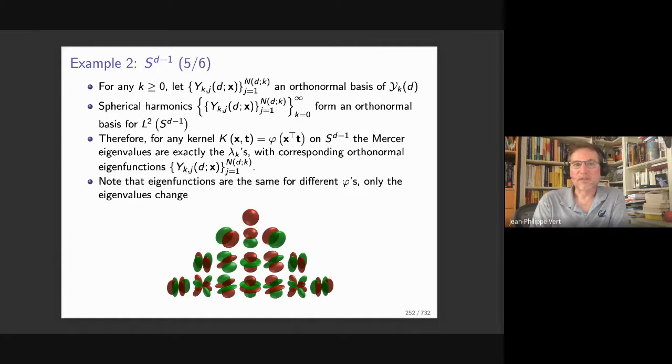All right, so to sum up, the spherical harmonics form a basis of L2, and they form exactly a basis of eigenfunctions of LK for any kernel K that is a function phi of X transpose T on the sphere. And as I just said, the eigenfunctions do not depend on phi. For any phi, they will be the same eigenfunctions. The only thing that differs are the eigenvalues, and the eigenvalues depend on phi, obviously.